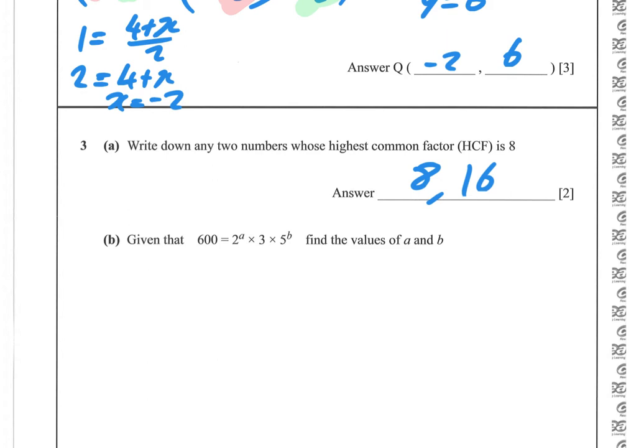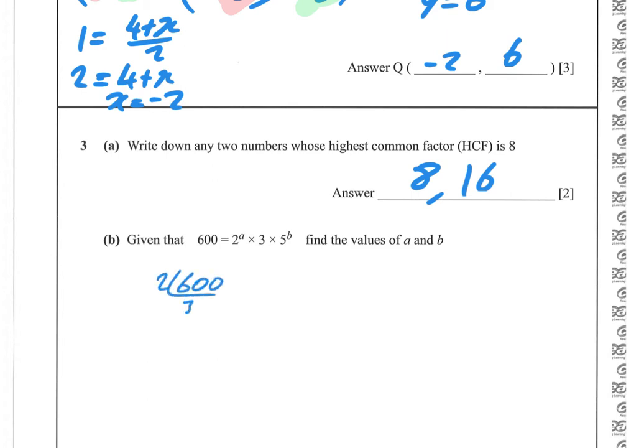Okay, next one. Given that 600 is equal to 2 to the power of a times 3 times 5 to the power of b, find the values of a and b. This is just using your ladder method would be the nicest way of doing this. So if we do our ladder method, we've got 600.